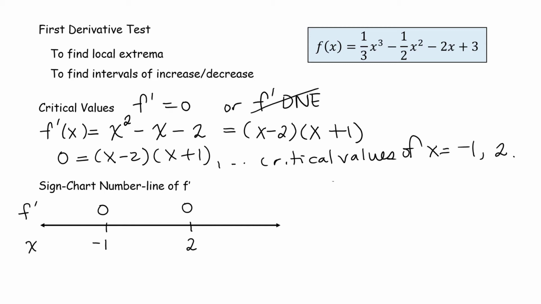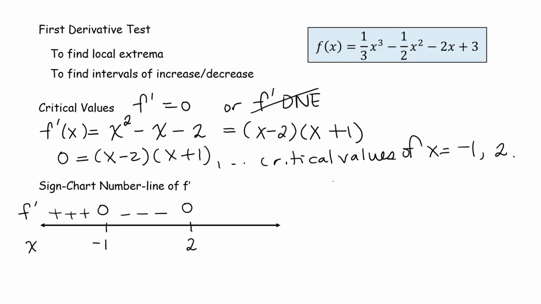I'll begin by picking a number between -1 and 2, like 0. If we evaluate the derivative at 0, you're going to get 0 minus 2, that's a negative, times 0 plus 1, that's a positive. The product of a positive and a negative, well, that's negative. Now let's pick a number less than -1, like -2, and evaluate that number for the sign in the first derivative. -2 minus 2, that's a negative number. -2 plus 1 is also negative. The product of two negatives, that's a positive.